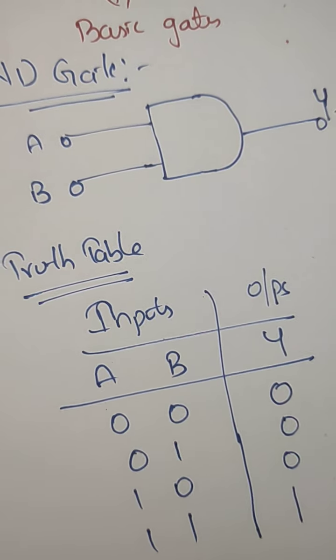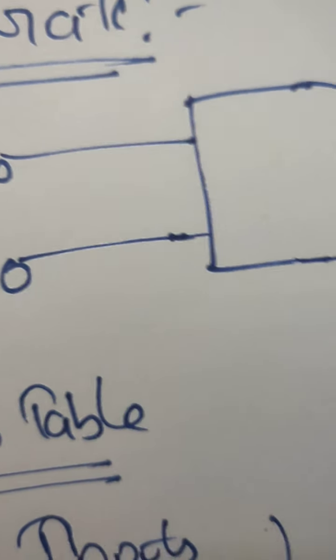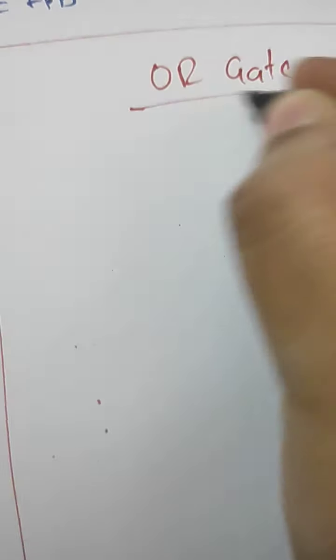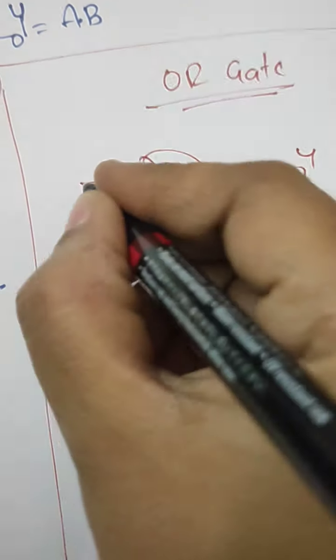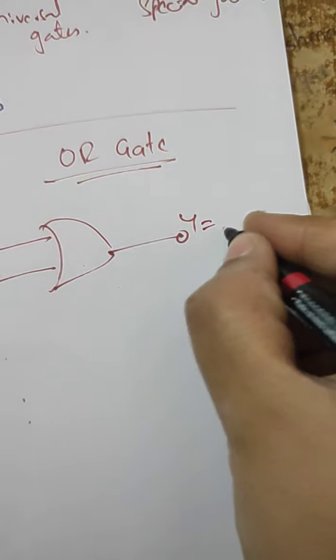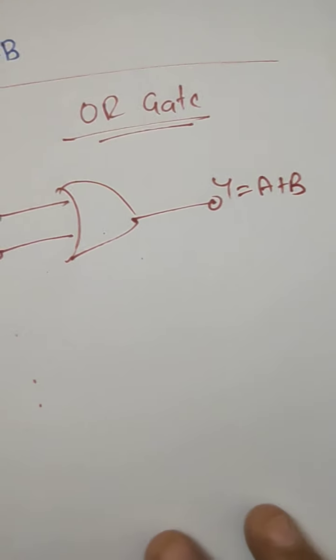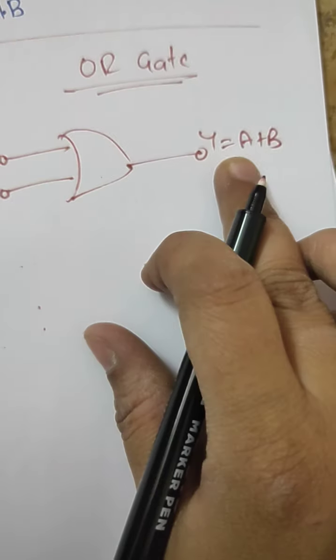Similarly, if I take the OR gate, the symbol of the OR gate is this, and the output will be A plus B. This is the symbol of the OR gate, and the output is A plus B.